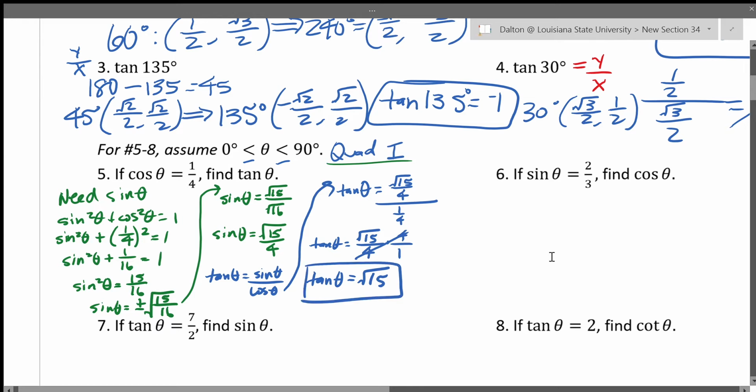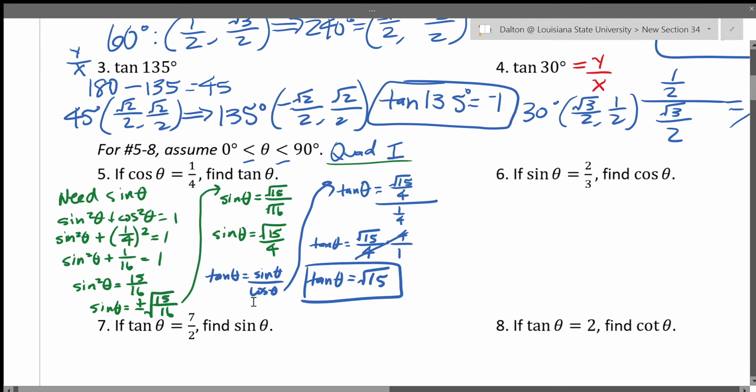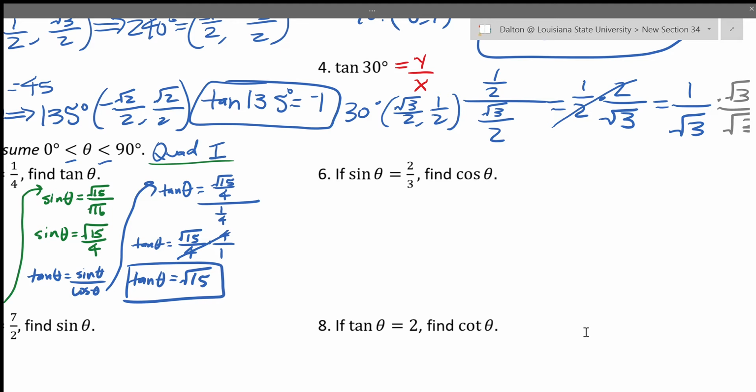Number 6, if the sine of theta equals 2/3, find the cosine. Oh, side note, I want to go back over here for a second for tangent, because what some people are doing, oh no, it's not on that one. It'll be number 7 that I say that on. Okay, sorry, number 6. I need the cosine given the sine. So we could use one of the tactics we used for number 5, which is you could use a triangle, but I'm going to use identity.